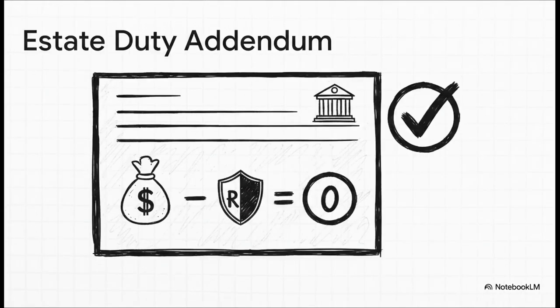And last but not least, you have the taxman section, the estate duty addendum. This is literally the tax calculation for SARS. And here's the kicker. This section has to be filled out, even if it's obvious there's no tax to be paid. You have to show your work, basically, and prove that all the right deductions, like the big R3.5 million primary rebate, have been applied.